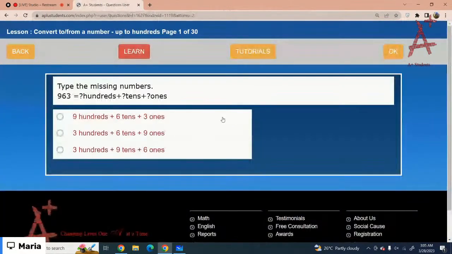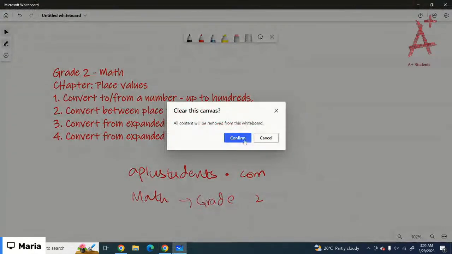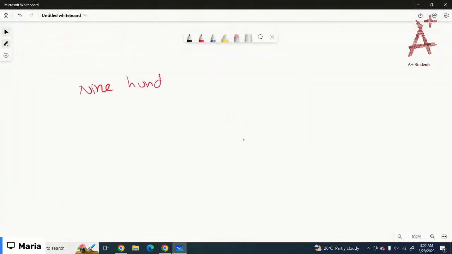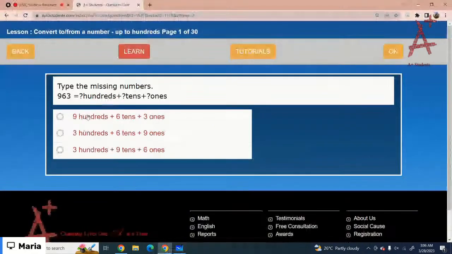Type the missing numbers 963. So which digit is at the hundreds position? 900. Let's just make a place value chart. 963. So hundreds, tens, and ones. 900, that means 9 is at the hundreds position, and 63, 6 is at the tens position, and 3 is at the ones position. Got it? It would be 900, 6 tens, and 3 ones. It would be 900 plus 6 tens plus 3 ones. Option number 1 is the correct option. Got it? Yes, very good.